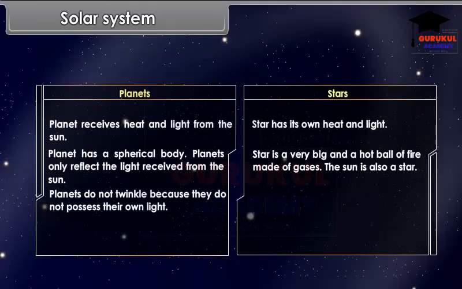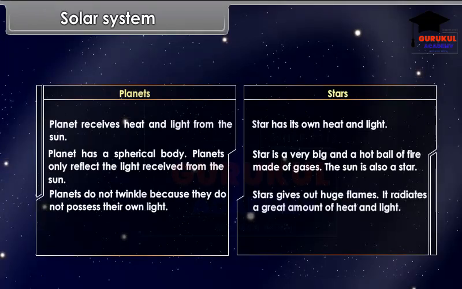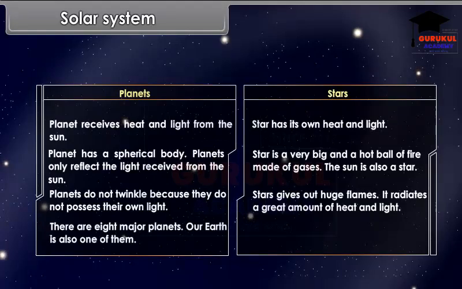Planets do not twinkle because they do not possess their own light. Stars give out huge flames. It radiates a great amount of heat and light. There are 8 major planets. Our Earth is also one of them. Stars are very far from us.